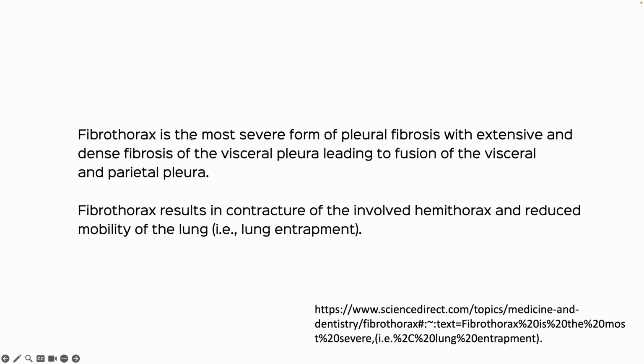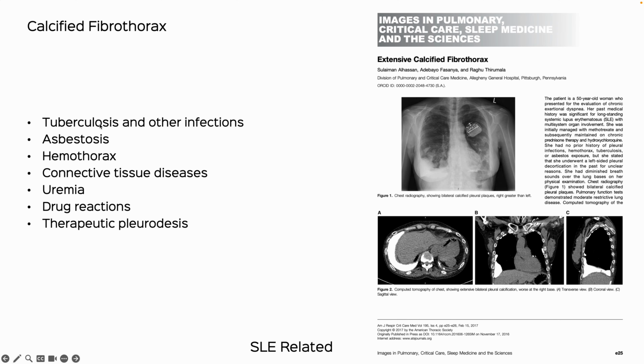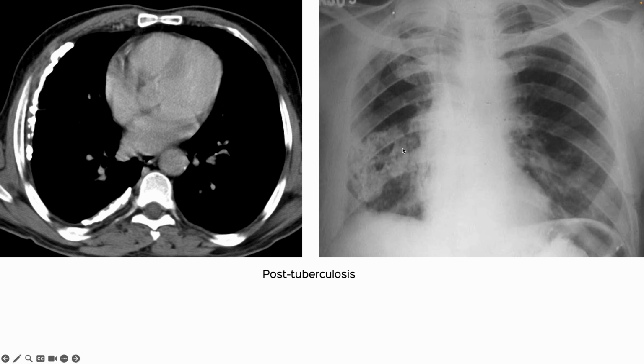So fibrothorax is a severe form of pleural fibrosis where there's calcification, and this results in contracture of the involved hemithorax and reduced mobility. And while tuberculosis is the commonest cause, there are these other causes, and there was one case report from AJR-CCM in 2017 because of SLE. Asbestos does cause this, but not to the extent that we see with tuberculosis. And so, unless there is a reason to think of other etiologies, TB would be the commonest as we see here.